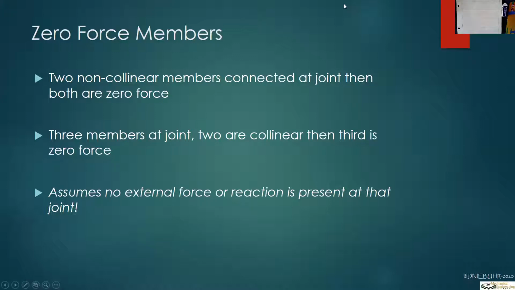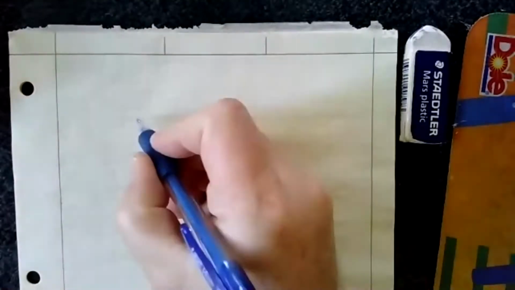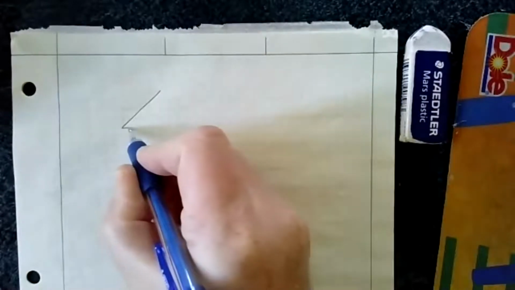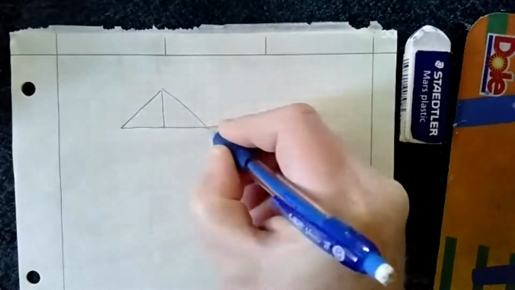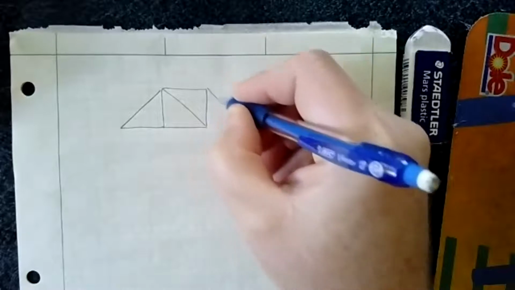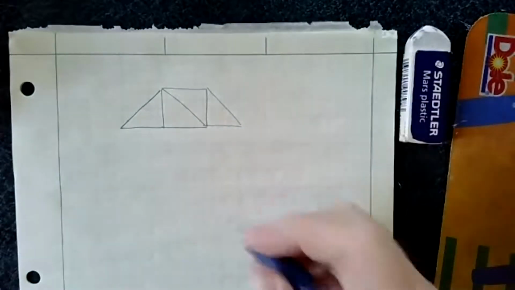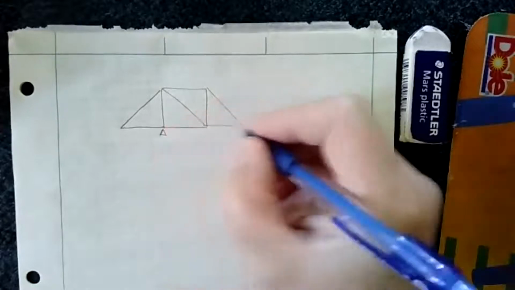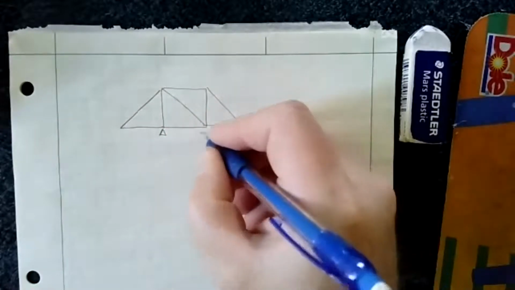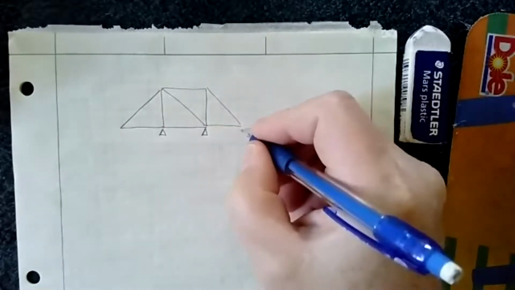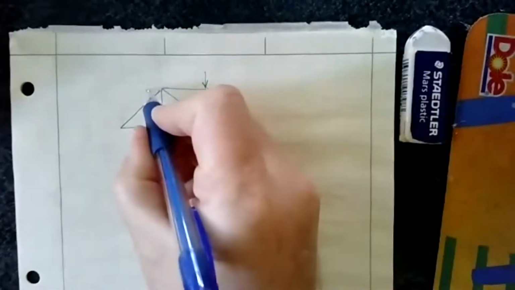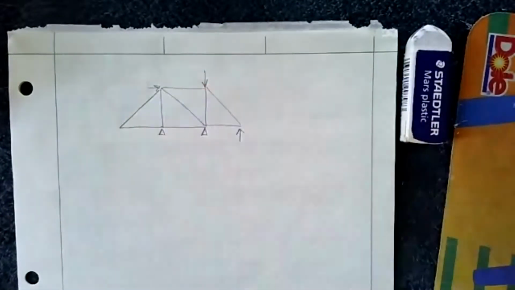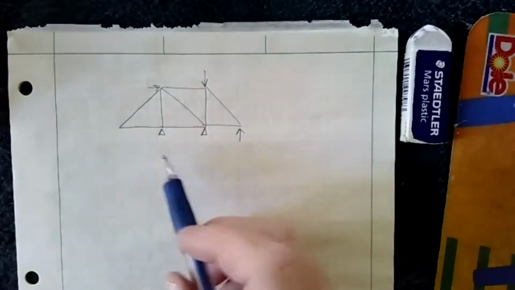Now, what this means physically is if we were to draw a simple truss, let's say it looked like this. And let's say in this truss, we support it here, and we support it here, and we apply a load here, and maybe we apply a load there, and maybe we apply a load here.